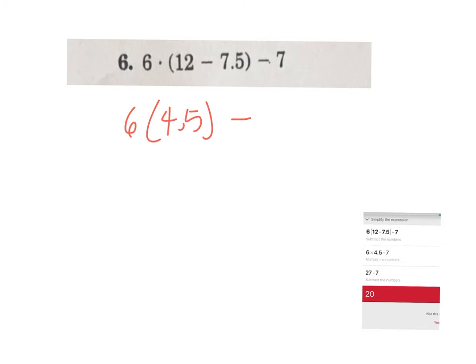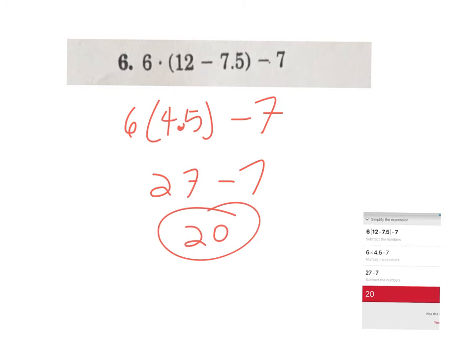4.5 minus 7. No more grouping symbols. These parentheses I'm just using as multiplication. 6 times 4.5 is the number 27. 27, bring down to minus 7. 27 minus 7 is 20. And there's that one for you.